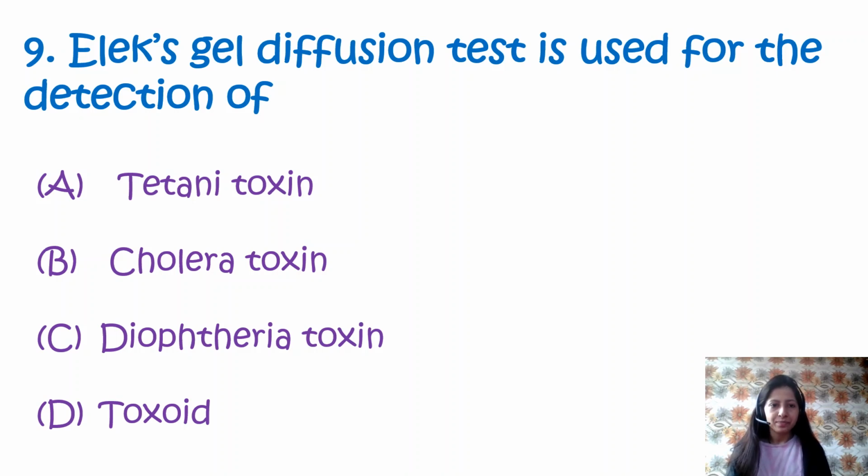Next question. Number 9. Elek's gel diffusion test is used for the detection of option number A, tetanus toxin. Option B, cholera toxin. Option C, diphtheria toxin. Option D, toxoid. So Elek's gel diffusion test ये क्या होता है, is used to determine whether or not a strain of Corynebacterium diphtheriae is toxigenic or not. So positive या negative determine करता है. So my option will be option number C, that is diphtheria toxin.